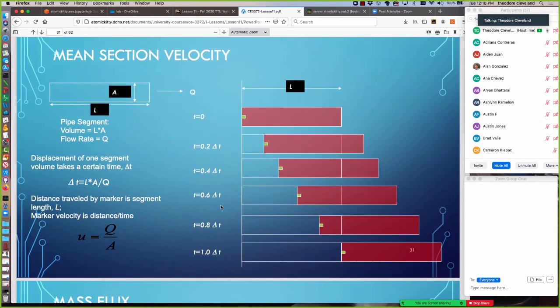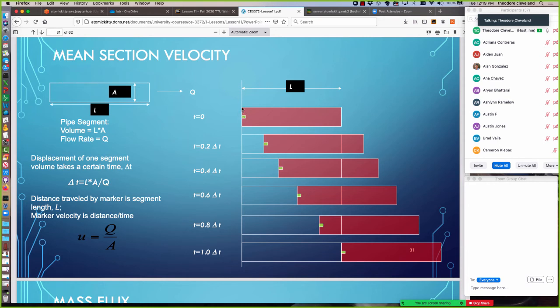The velocity that's used in contaminant transport computations in EPANET is called the mean section velocity. This picture here is an attempt to graphically describe what the mean section velocity is. Visualize, if you will, a portion of pipe that is L units long and has a cross-sectional area of A. So the total volume of liquid inside that pipe is L times A, and we'll presume it has a flow rate of Q.